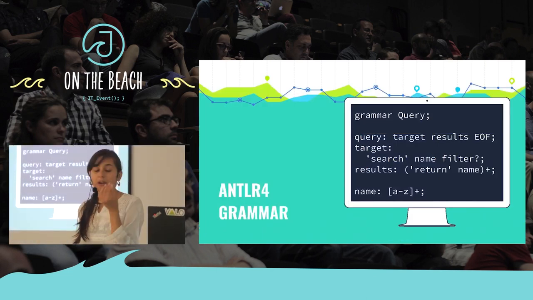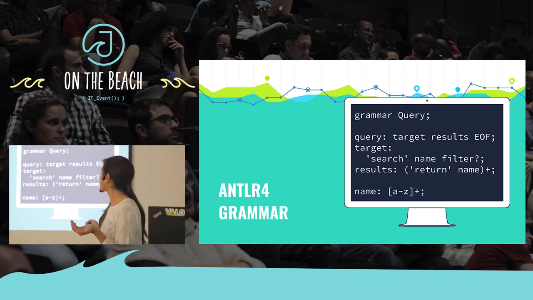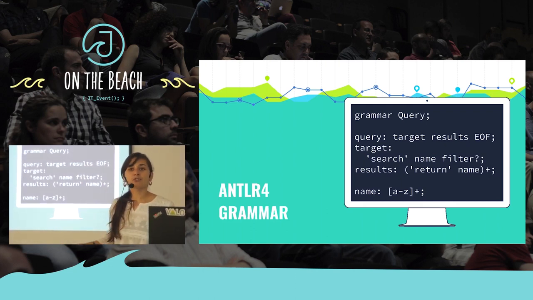It's totally up to you at that point. So the grammar that you might write, it's pretty simple. It can get a lot more complex, but the idea is that you just write a bunch of rules that define how various parts of your queries are composed, what options, what alternatives each of them has. So here we have a grammar that's just called query. It has a top root level phrase called query that breaks down into a target, a results, and an end of file token. That just means that's it. That's all there is, a target and results.